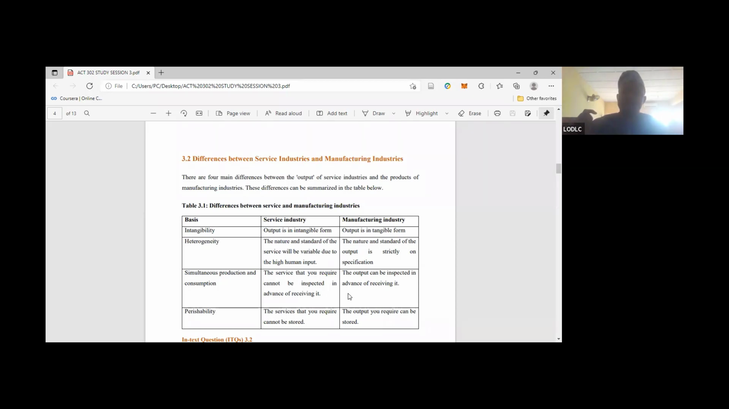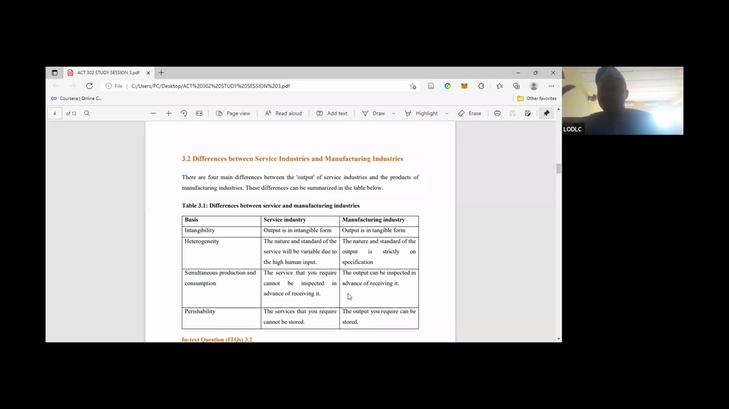So in the service industry, their output is what? The services that they provide. And in the manufacturing industry, the products that they provide. Look at Nezu Nigerian PLC. They are doing bottled water. So the bottled water you see, that's one of the products they are producing.